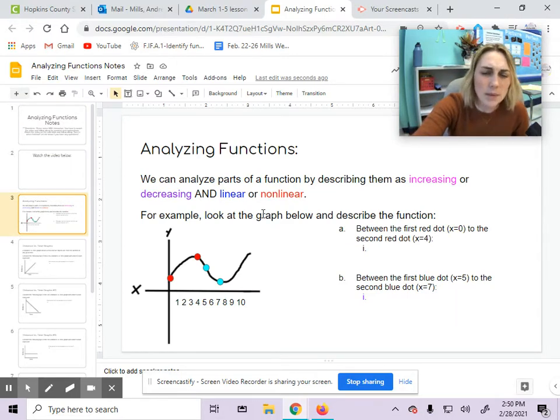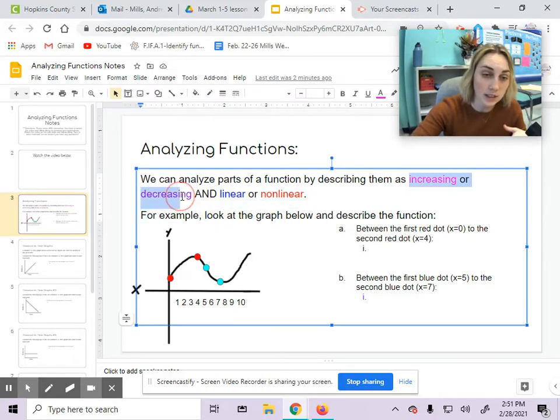So when I'm talking about analyzing functions, that means that I'm going to be looking at a line or looking at a function and just figuring out what does it mean? How can I describe this? How can I write a story from it? So in order to describe or analyze parts of a function or parts of a line, you can either describe them as increasing or decreasing. So that's the first part, increasing or decreasing. If you describe them as increasing, that means you would have a positive slope. Now, if you describe them as decreasing, that means your slope would in fact be negative.